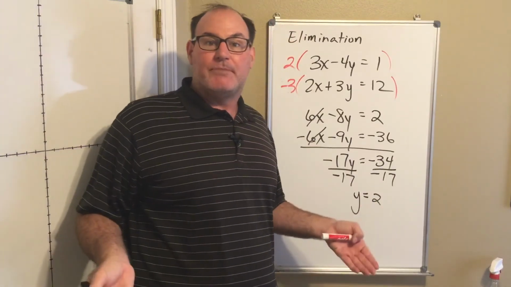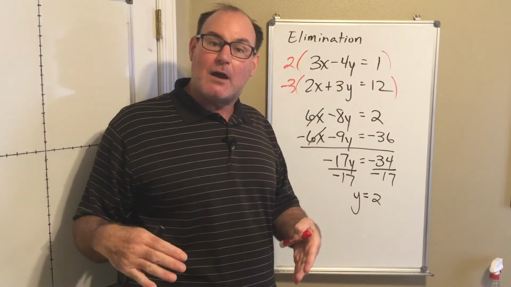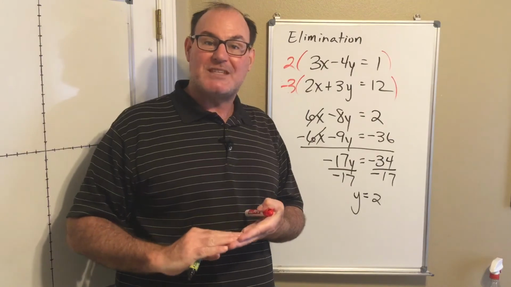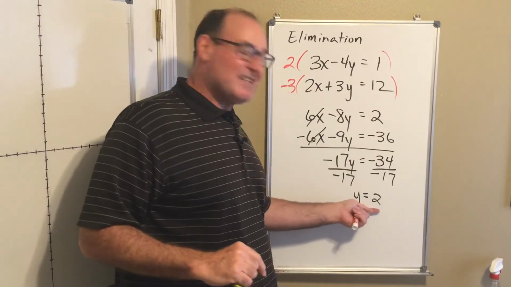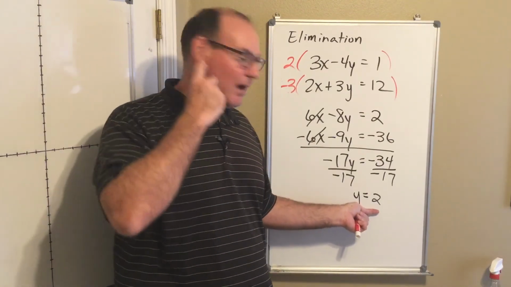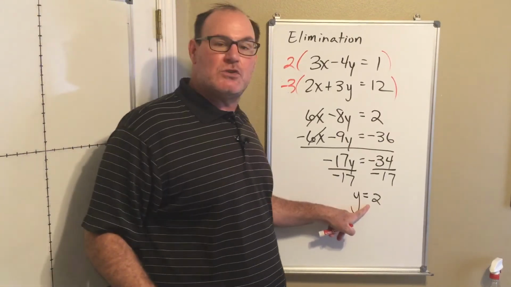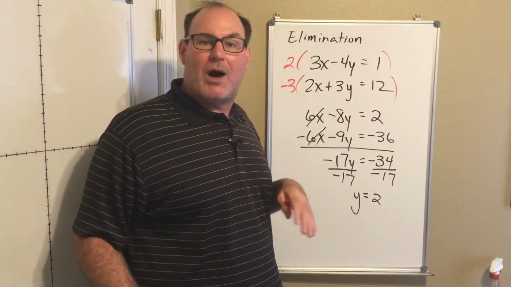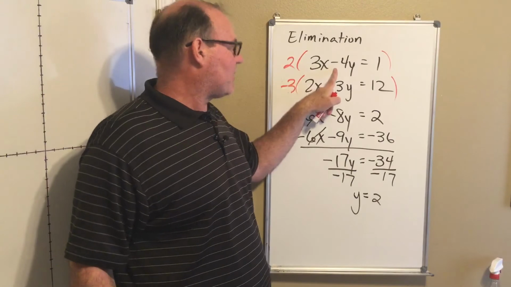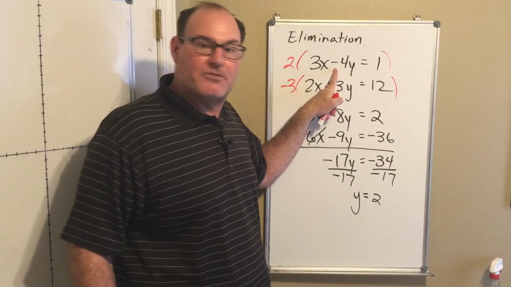Now, once again, your answer should be an ordered pair because we're finding where the two graphs intersect. So this is not done. You're only half done with the problem. I'm going to take the y value of 2. You can use any equation you want. I'm just going to use the top equation. I have no secret reason for doing that.